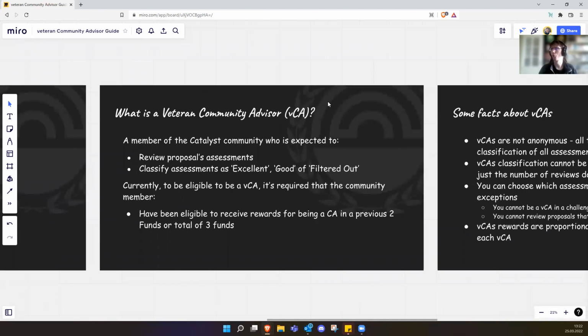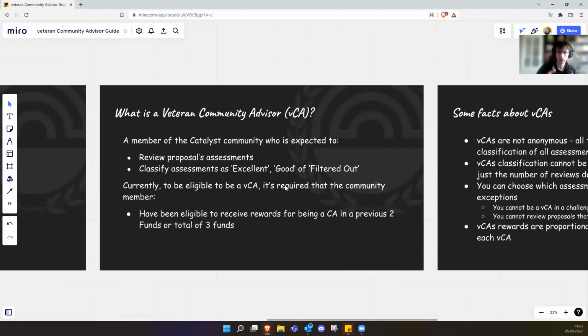So what is a veteran community advisor? Mainly what you do is assess the proposal assessments done by the community advisors. You will look at the assessment: how they explained impact, how they explained the feasibility of the proposal, and how the assessor understood the auditability of that proposal. They give their own assessment, maybe help the proposer, give some insight and guides, or just describe how useful that kind of proposal is to the voters.